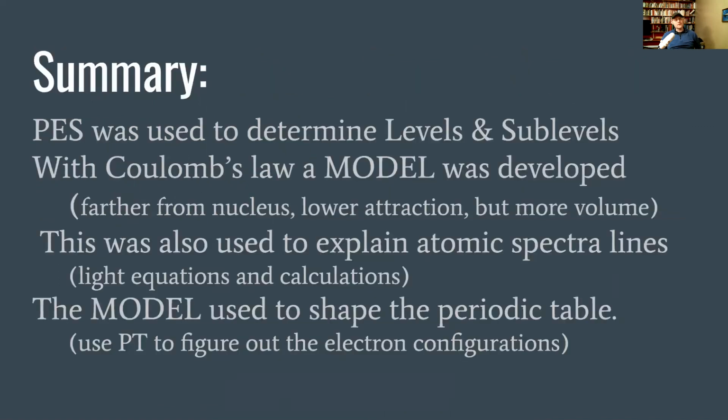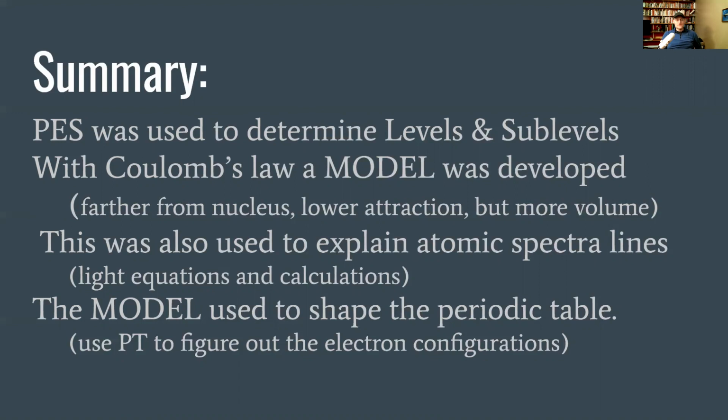All right, in summary, photoelectron spectroscopy was used to determine levels and sublevels of electrons. And based on Coulomb's law, a model was developed. And just like with Coulomb's law, we've discussed it many times, the further away from the nucleus, the lower the attraction, but because we're further away from the nucleus, there's more volume, so you can stick more electrons into it. This also was used to explain the atomic spectral lines. In other words, if you had an electron that was in an excited state and it fell down into a ground state, it would release energy in that process, and that's where those light equations and calculations come in.